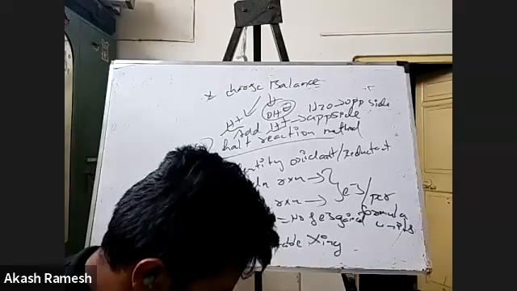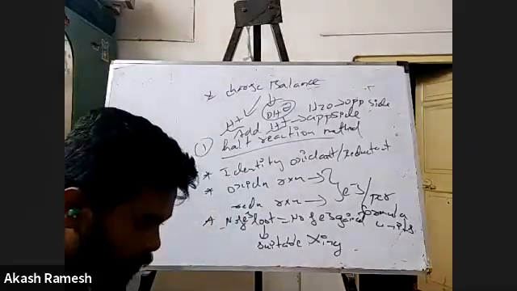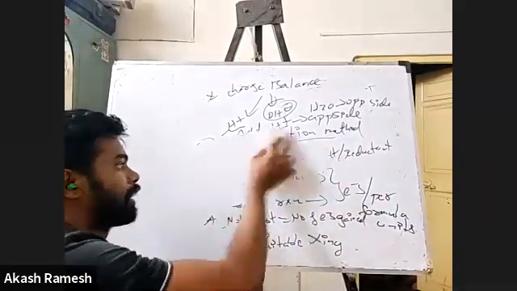So for charge balancing, if it's an acidic medium, you have to add H plus and H2O, and if it's a basic medium, OH minus and H2O. Yes, sir, correct. Okay, right. So anyways, we'll do some questions, don't worry.